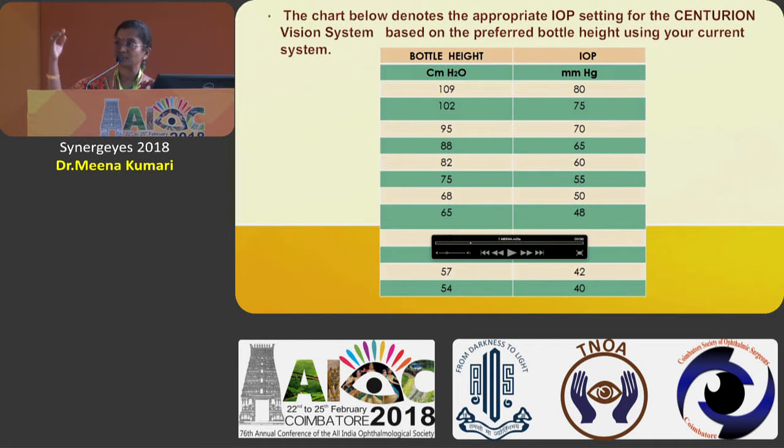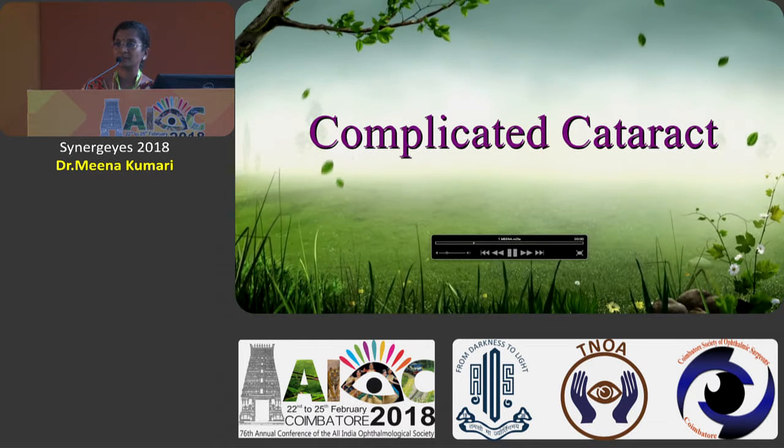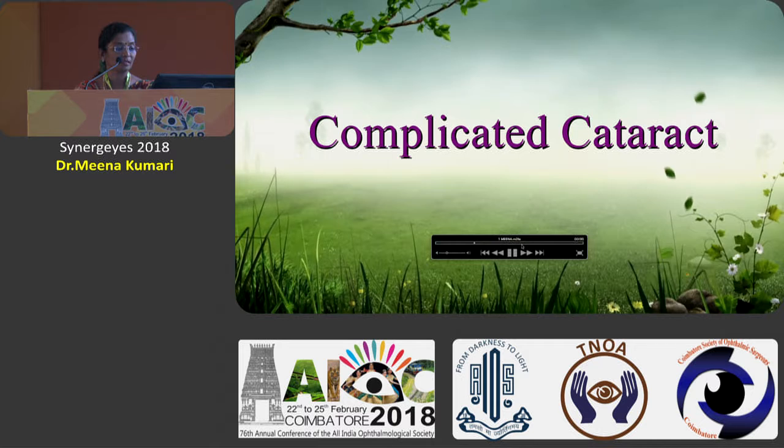And whenever there is a fluctuation in the bottle height, there is a fluctuation in the intraoperative pressure also. This tabulation shows that when we choose a bottle height of 110 or 109, the intraoperative pressure is 80 millimeters of mercury, as opposed to the normal intraocular pressure of 20 to 22 millimeters of mercury. So this intraoperative pressure has to remain stable all through, and this is achieved in this particular machine, the active fluidics Centurion vision system, to maintain the targeted intraoperative pressure.